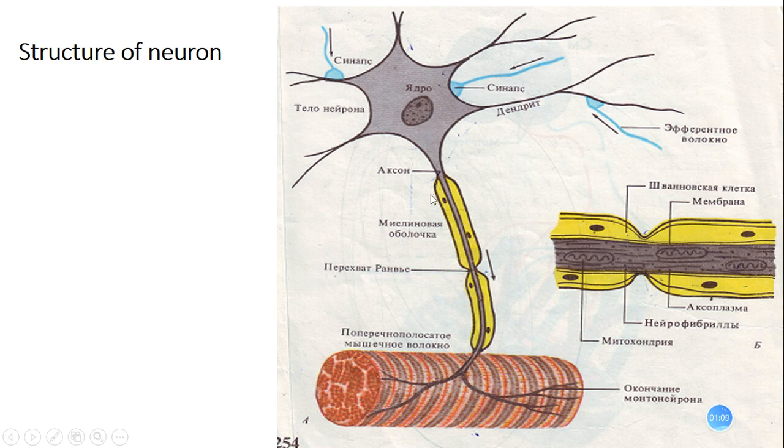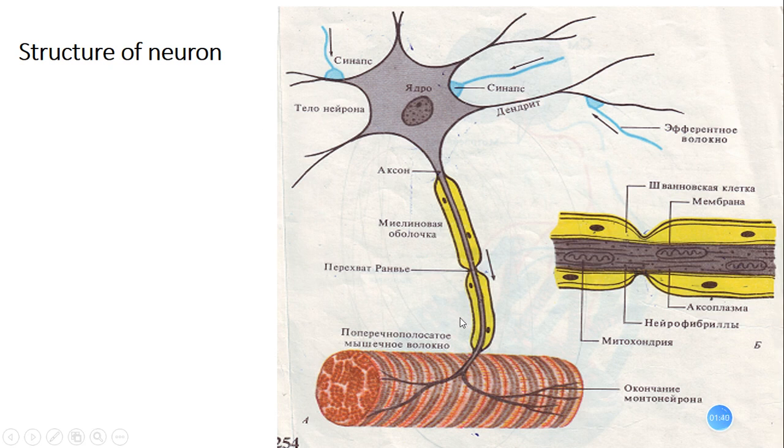And here again we have myelin sheaths. And between each myelin sheath we have a node of Ranvier. And neurons can be classified into many types. For example, this one is a kind of multipolar neuron. This is a multipolar neuron because it has many poles.